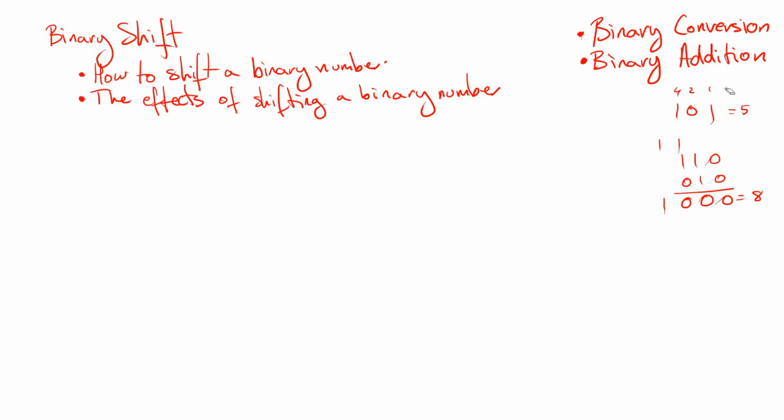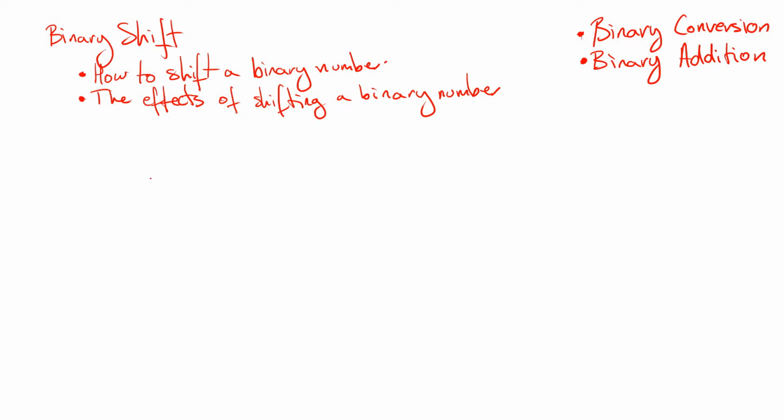Now, binary shifting basically multiplies or divides a number. So if we look at the first target for this video, we're going to see how to shift a binary number, and then we'll look at the effects of shifting a binary number. So how does it change it?